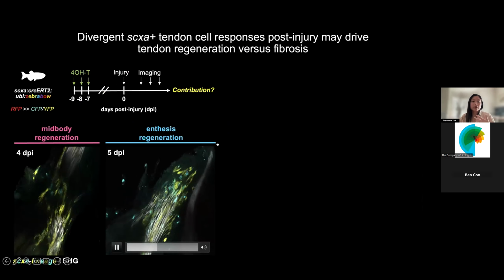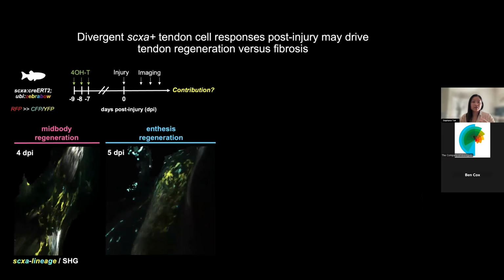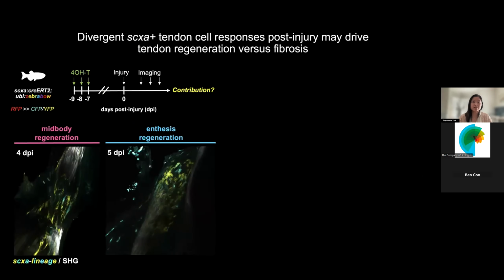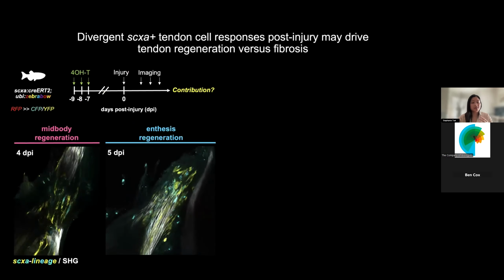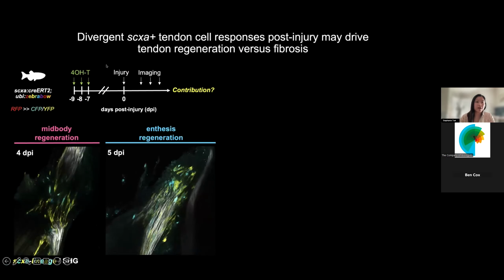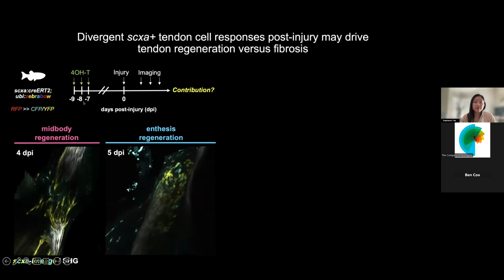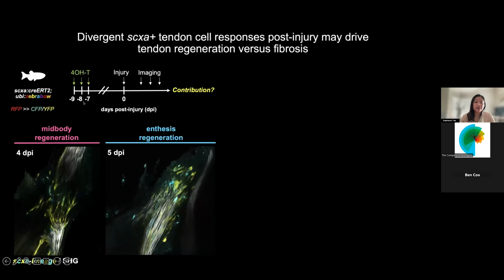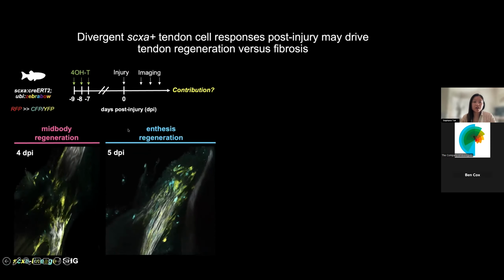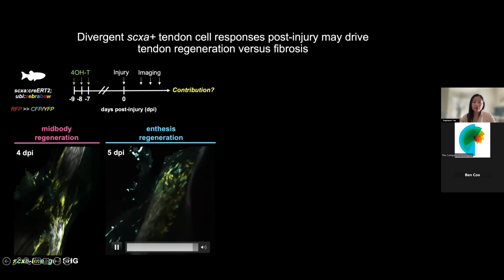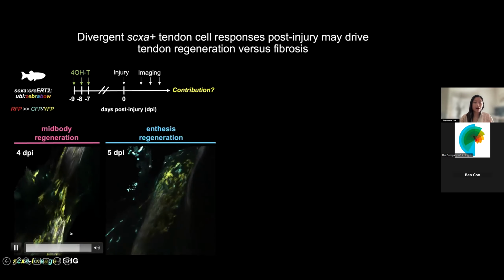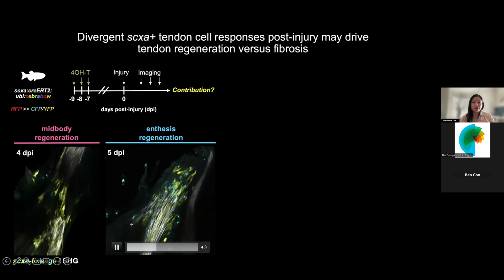And so in order to address this question, I generated a scleraxis Cre-ER lineage tracing line just to perform a simple lineage tracing experiment. This was performed in the Zebrabow background, and so labeled cells will be CFP and/or YFP positive. I pre-labeled the scleraxis positive cells prior to injury, injured, and then imaged to see whether they contributed to regeneration. And I hope you can appreciate in both contexts, you see a massive contribution of these cells, suggesting they are a major cell source of regeneration.